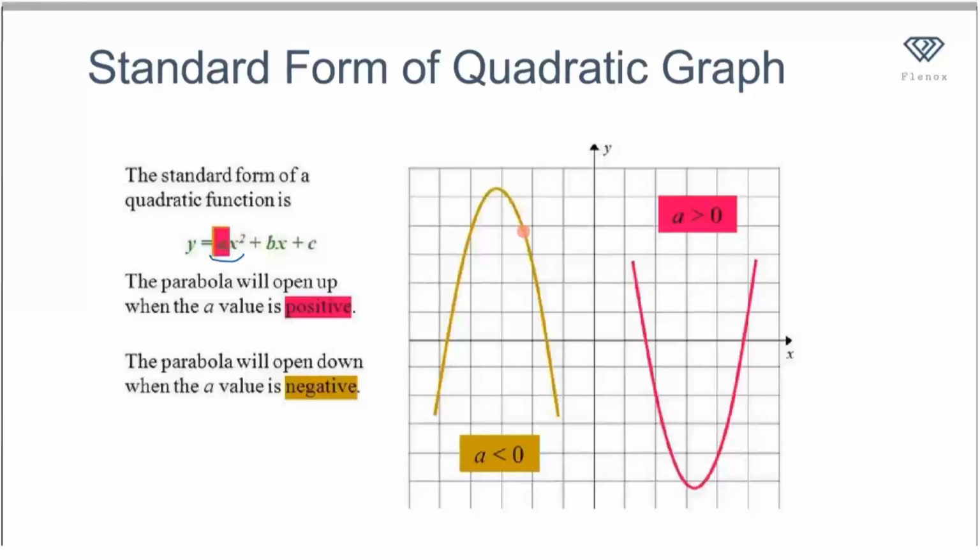That means if the coefficient of x squared, as you can see here, this is ax squared over here, is positive or greater than 0, the parabola will open up in this manner. But the parabola will open down in this manner if there is a negative coefficient of x squared. You have to memorize this, because it gives us a quick and easy way of sketching a quadratic graph that will come in really handy.